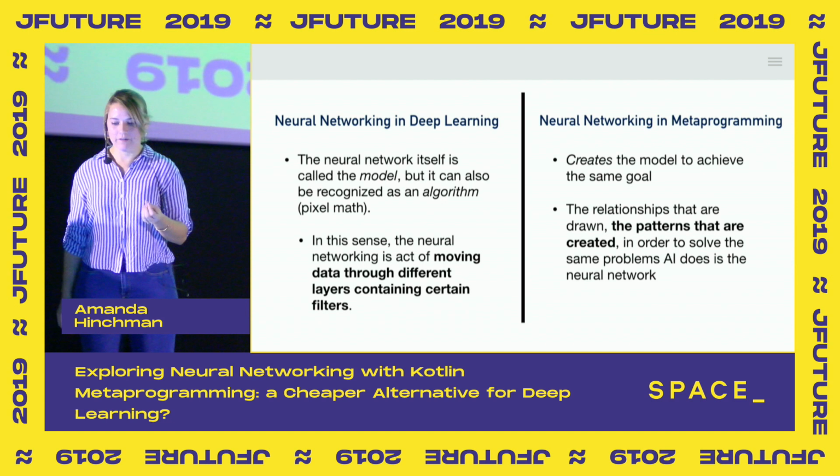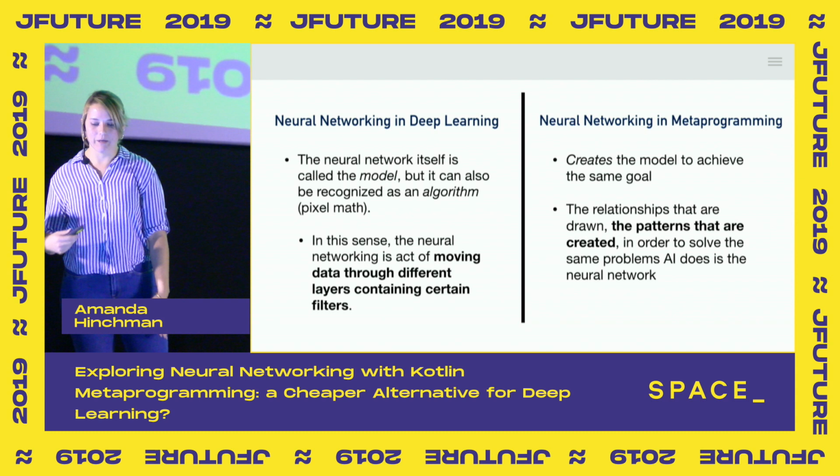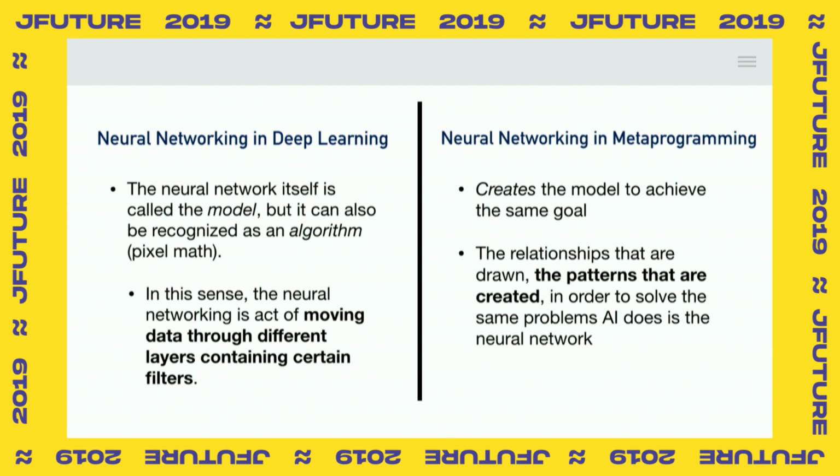So neural networking in metaprogramming is, as opposed to doing. And in metaprogramming, these relationships are drawn and patterns are created in order to solve some of the same problems that AI sets out to solve.